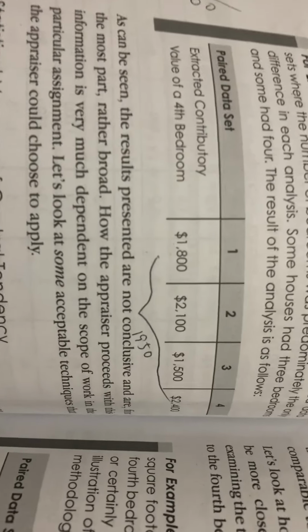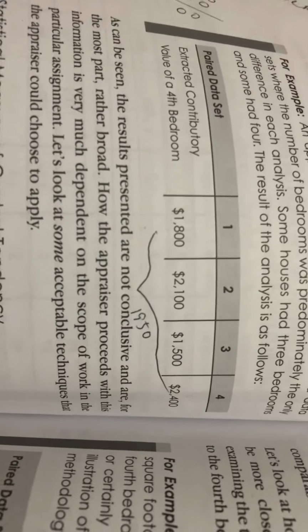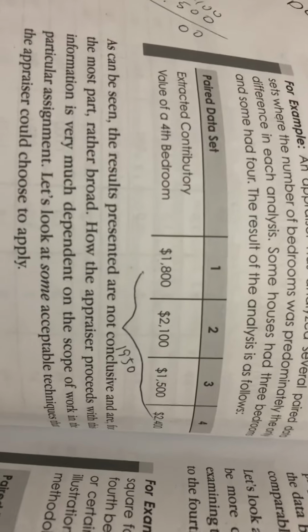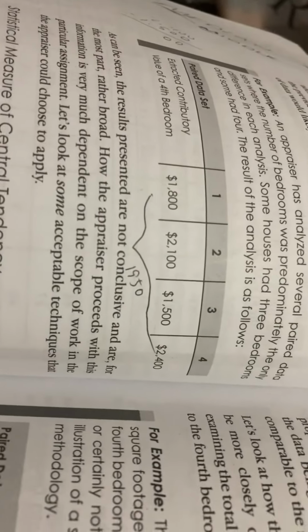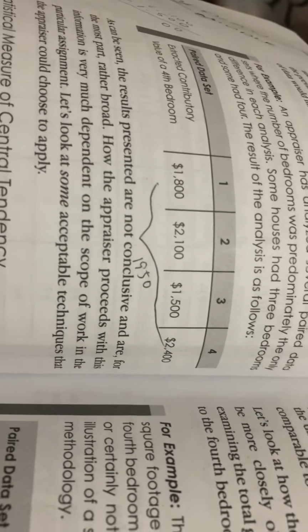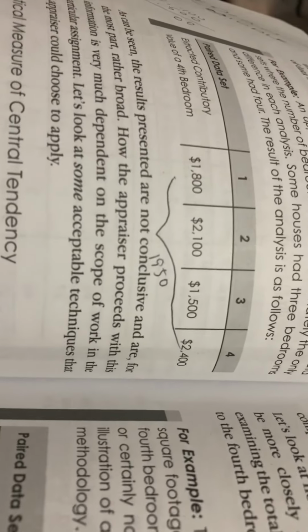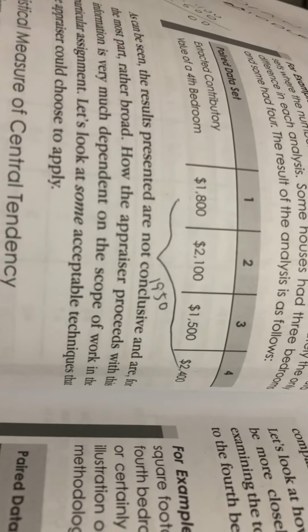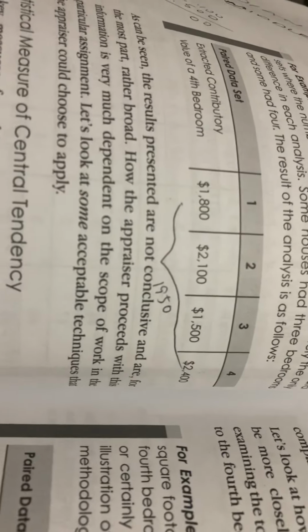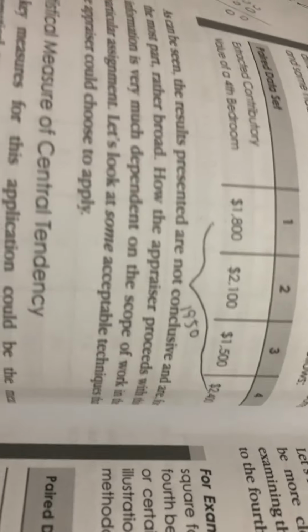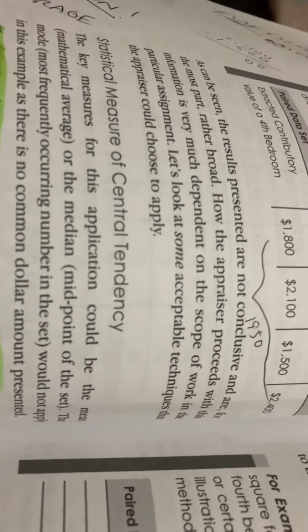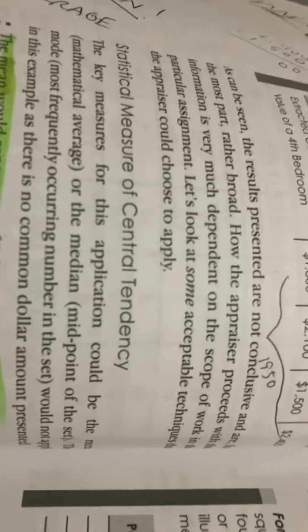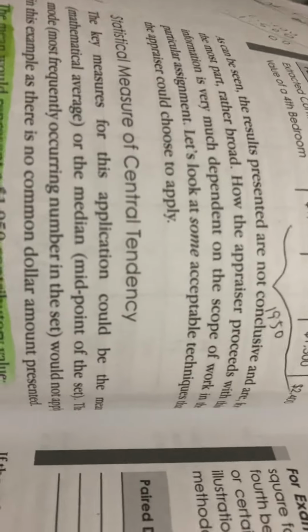Paired data set. It shows comps 1 through 4. Extracted contributory value of a 4th bedroom: comp 1 was $1,800, comp 2 was $2,100, comp 3 was $1,500, and comp 4 was $2,400. The average was $1,950. As can be seen, the results presented are not conclusive and are, for the most part, rather broad.